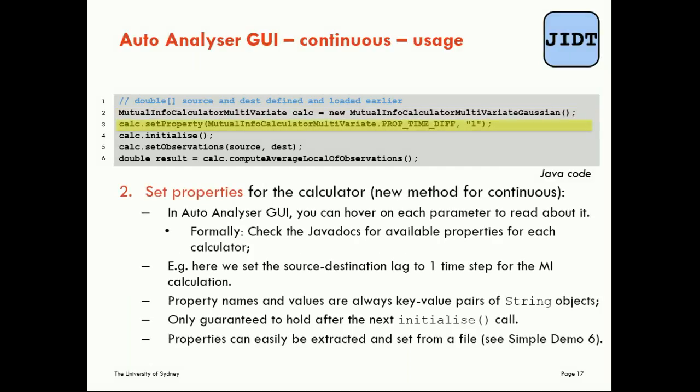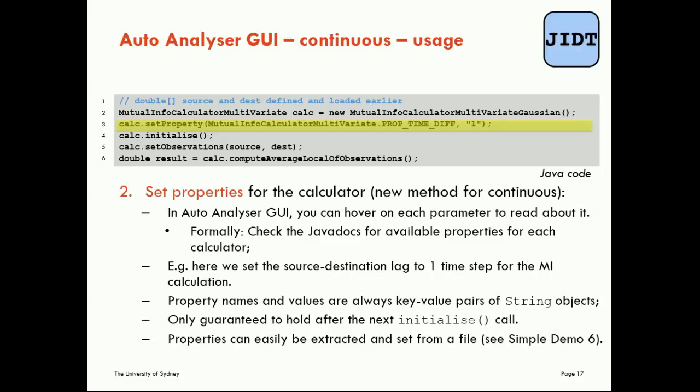Okay, next, step 2 is to set properties on the calculator. This is something that we didn't see for the discrete valued estimators. It is something that all the continuous valued estimators have. They're generally more complicated, and so we have the set property call to allow you to set all the different parameters that they may have, or options that you may want to take.